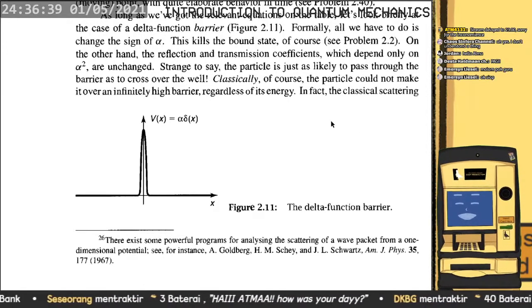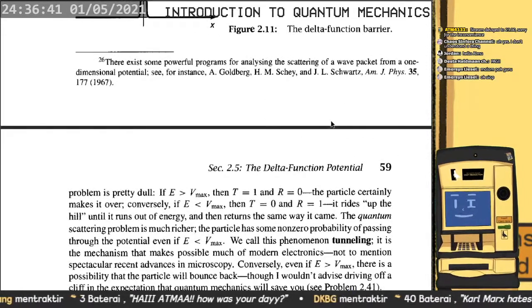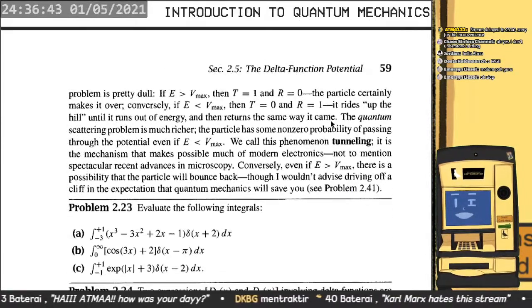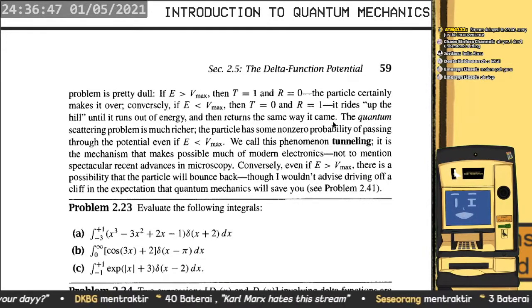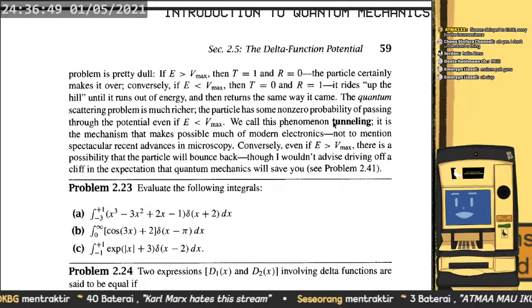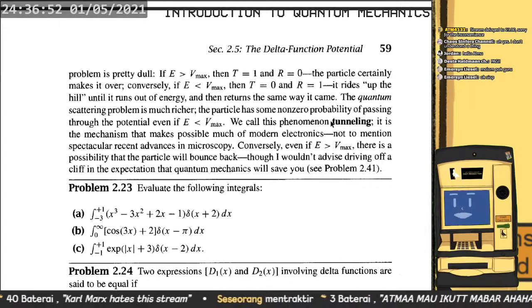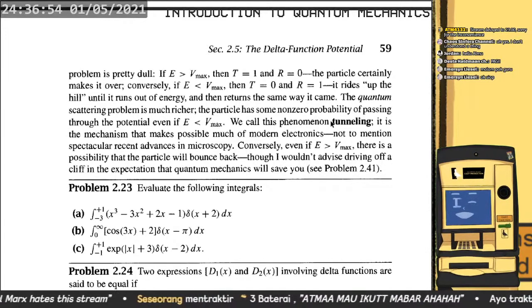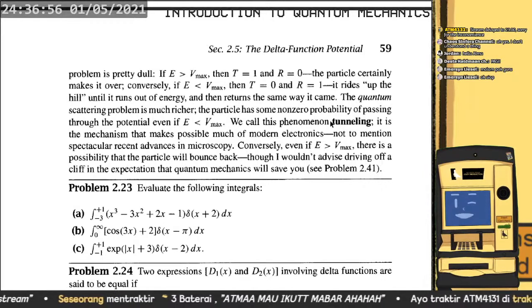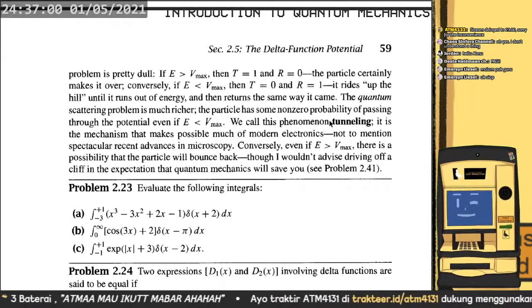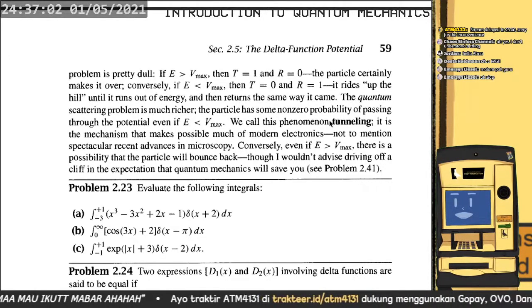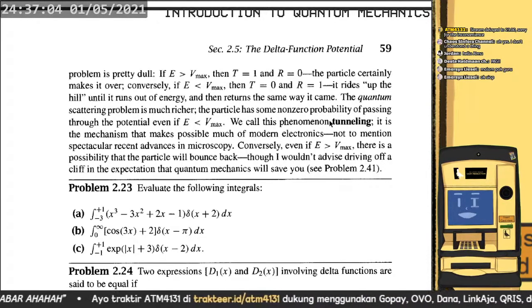In fact, the classical scattering problem is pretty dull. If energy is greater than the potential maximum, then T equals 1 and R equals 0. The particle certainly makes it over. Conversely, if energy is less than the maximal potential, then T equals 0 and R equals 1. It rides up the hill until it runs out of energy and then returns the same way it came.